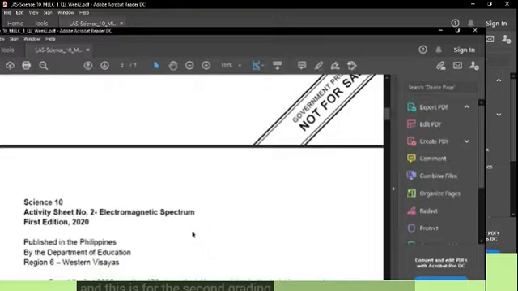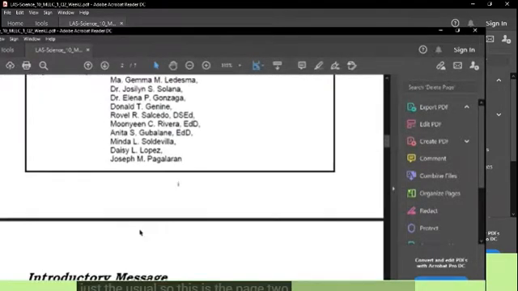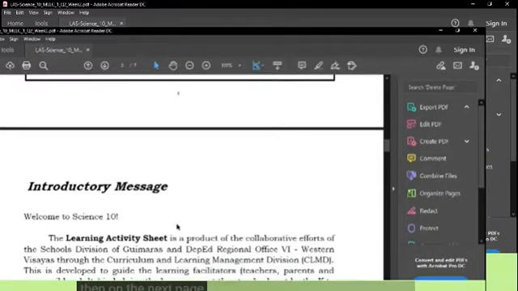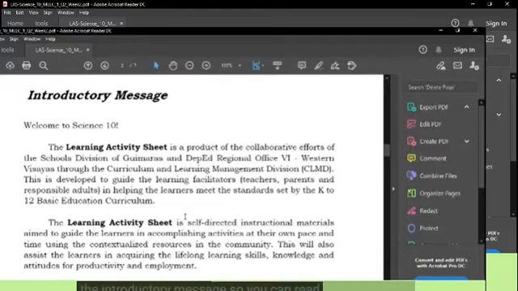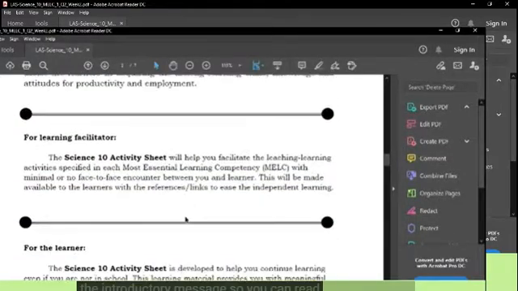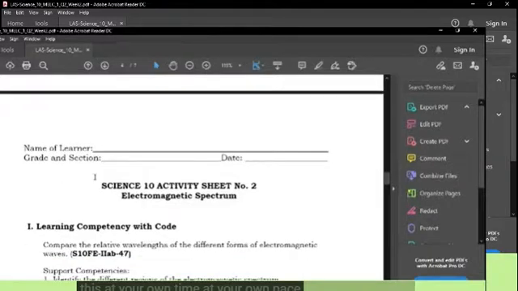So let's go to page 2, just the usual. So this is page 2. Then on the next page, or page 3, we have the introductory message, so you can read this at your own time, at your own pace. So let's focus on page number 4.